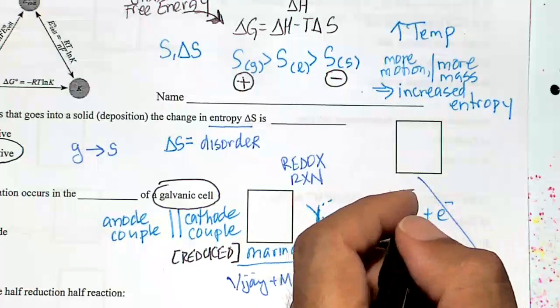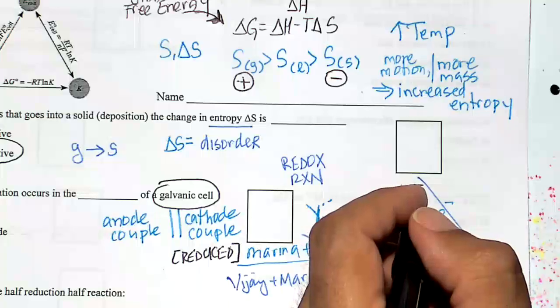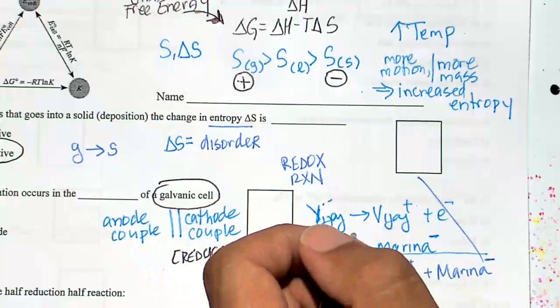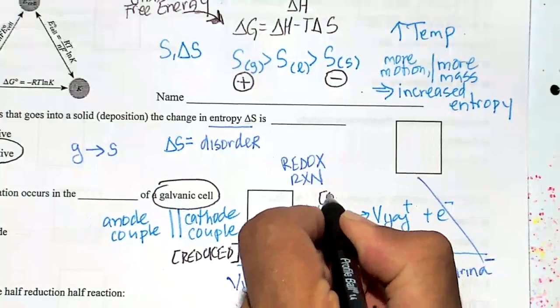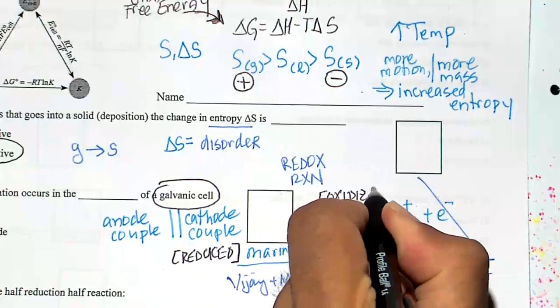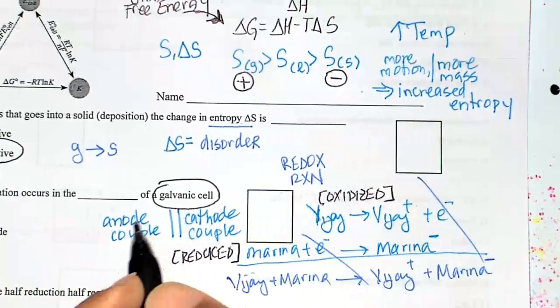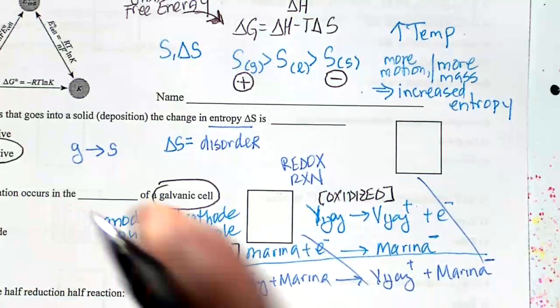Who gets oxidized? It's the person who loses the electron, or the chemical. In this case, I gave away an electron. I lost an electron, so I get oxidized.